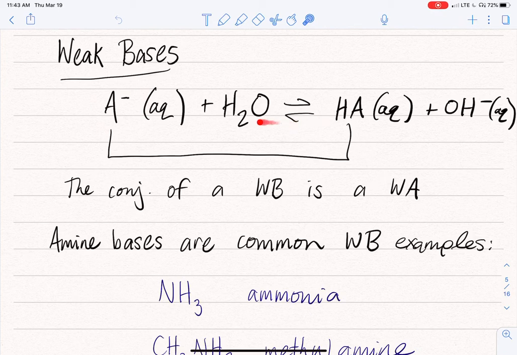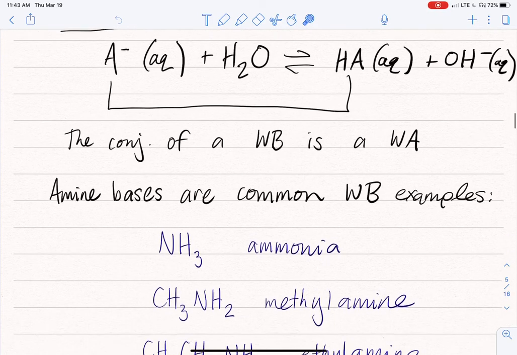The backwards reaction goes as well because this acid has some acidity driving the reaction in the backwards direction. For this reason, we can say that the conjugate of a weak base is a weak acid. And we can also say the opposite, that the conjugate of a weak acid is a weak base. So weak acids and bases are conjugate pairs.